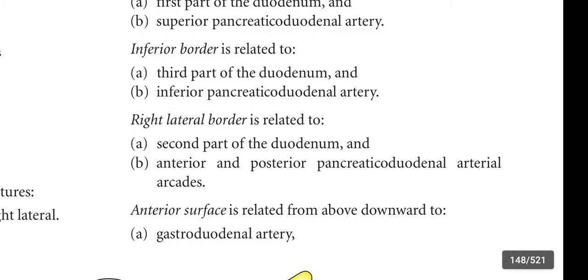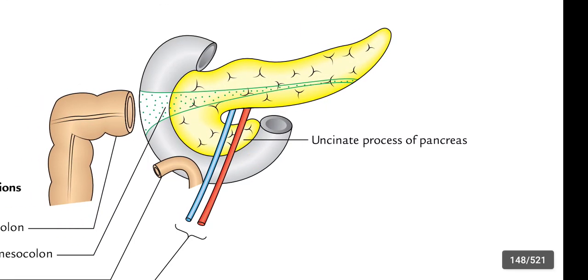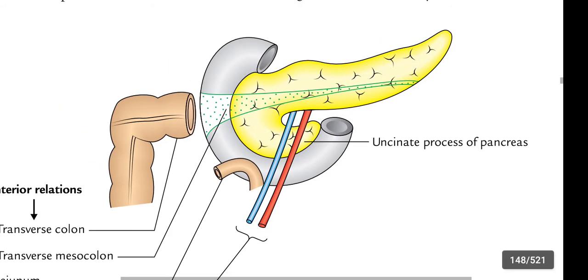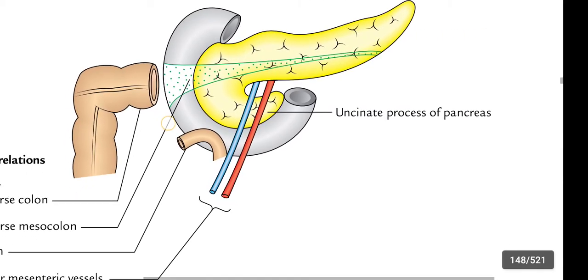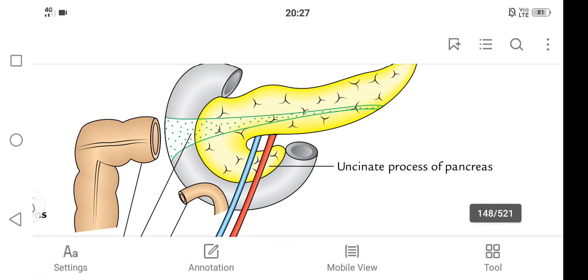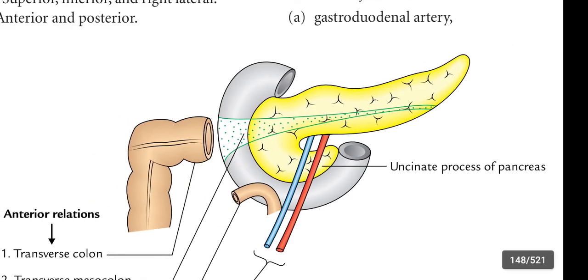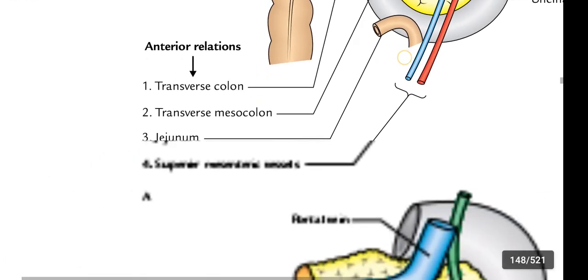Next, the right lateral border is related to the second part of the duodenum and the anterior and posterior pancreatico-duodenal arterial arcades. This is the right lateral part of the pancreas, guys. It is related to the second part of the duodenum, and also to the anterior and posterior pancreatico-duodenal arterial arcades.